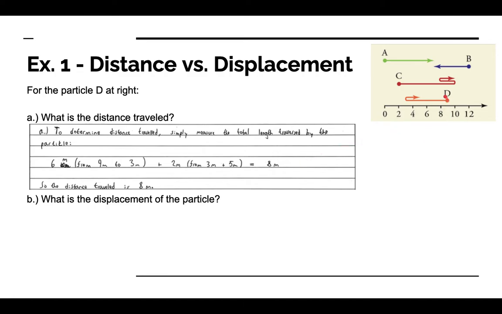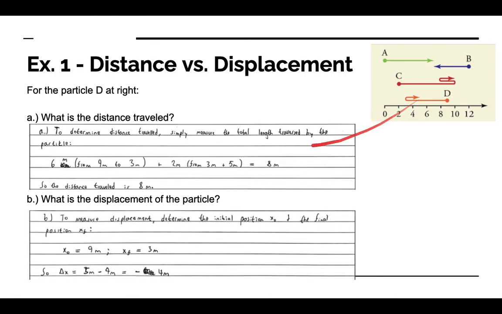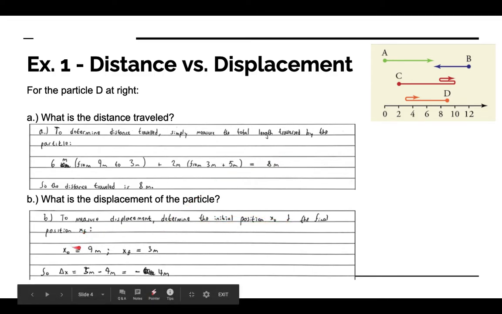So now if the problem asks for what is the displacement of the particle, what we do is we disregard the whole entire path that our object has taken, and we only are interested in what our initial position is and what our final position is. So to measure displacement, we determine the initial position and the final position. We see our initial position is 9 meters.